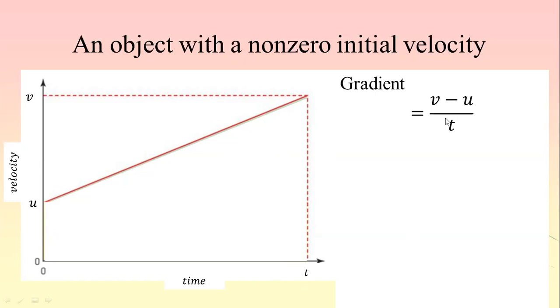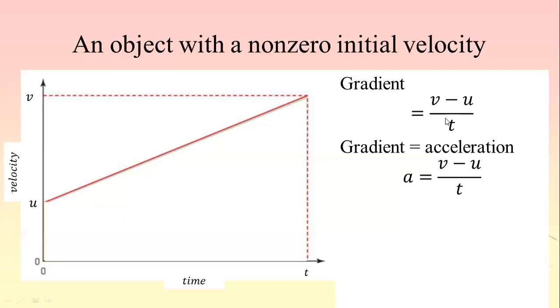But remember that in a velocity versus time graph, the gradient is equal to the acceleration, which means acceleration is equal to v minus u over t. And this is basically the definition of acceleration, the rate of change of velocity. Now, rearranging this equation will give us the first kinematic equation of motion, which is v is equal to u plus at.